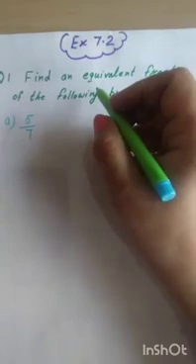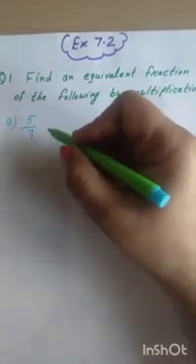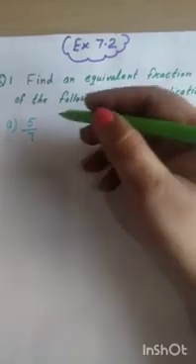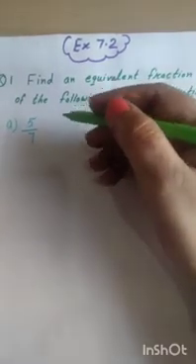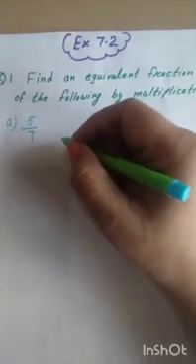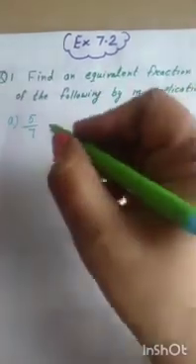Our first question is: find an equivalent fraction of the following by multiplication. Now, what is an equivalent fraction? When two or more fractions have the same amount, even though they look like very different numbers, their value will be the same. Then these are called equivalent fractions.